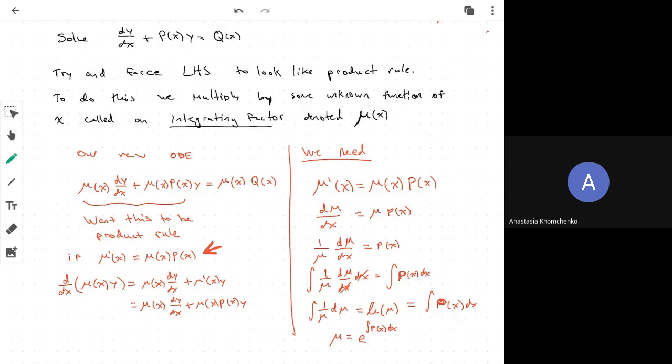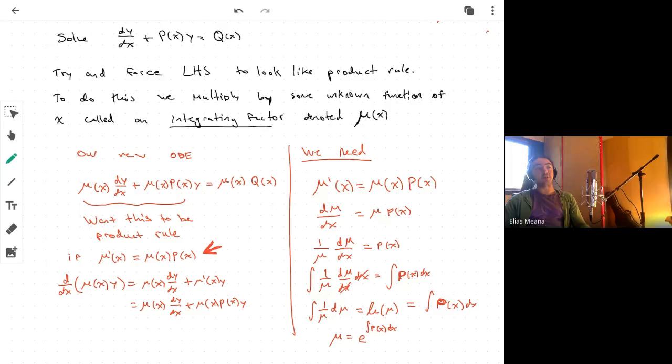Another part I don't understand is that on the left side, after you wrote that, and then underneath you did the derivative of mu x y. What is that? Why are we doing that? That's showing you that the whole point of that was to show you that if we want the left-hand side of our original ODE to be product rule, then that means mu prime must equal mu times p.